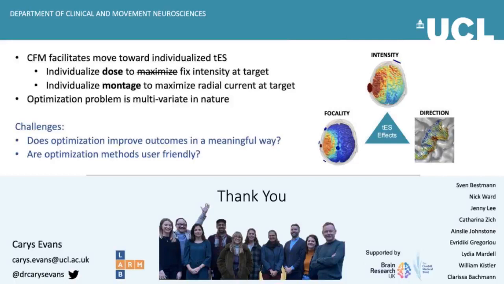Okay, so just to bring it all together, what these two studies are touching upon is ways in which current flow models can facilitate that move towards individualized stimulation. And we saw a lot of other nice examples already today. We can individualize dose to fix intensity at the target rather than simply maximize. And we can also individualize montage in order to maximize the radial current in our target. But these results also demonstrate that the optimization problem is multivariate in nature. It requires a careful balance between several components, including those focality, intensity, and direction measures.